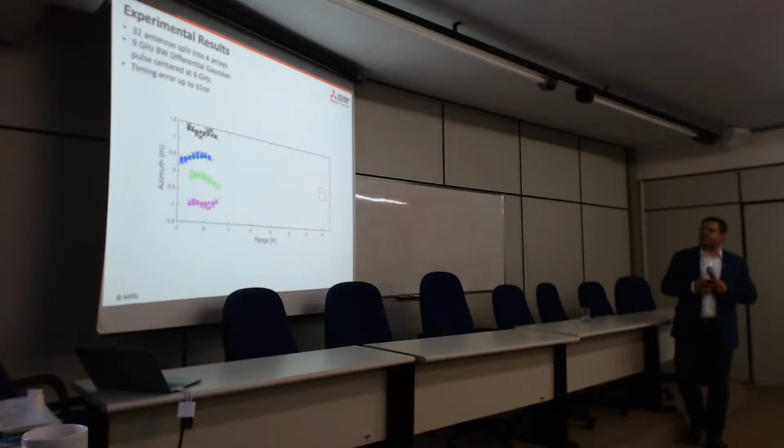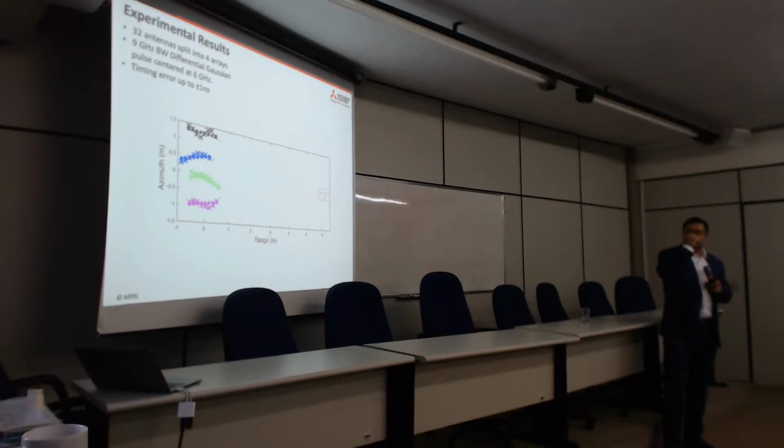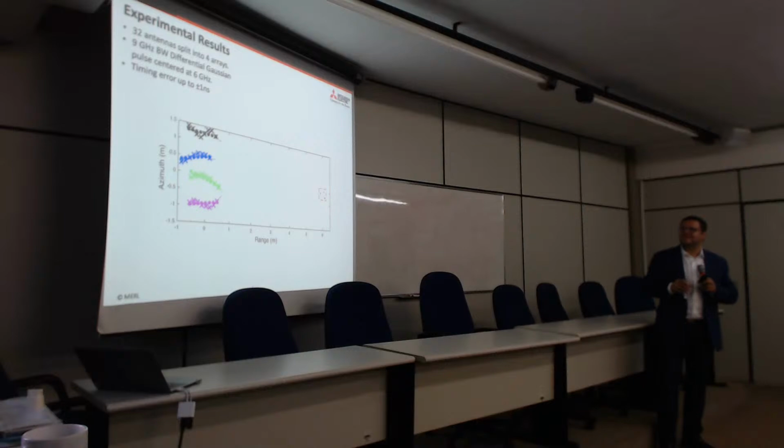Okay, so this is an experiment. These are 32 antennas split into 4 arrays. We use a 6 gigahertz bandwidth differential Gaussian pulse centered at 90. I initially said 9 gigahertz, that's wrong. Every time I give this talk, I discover a new mistake.